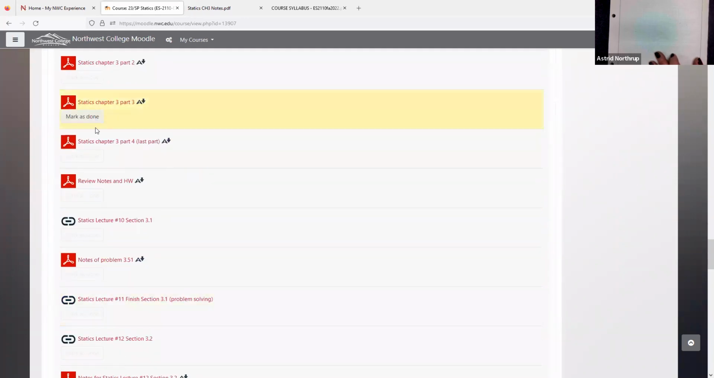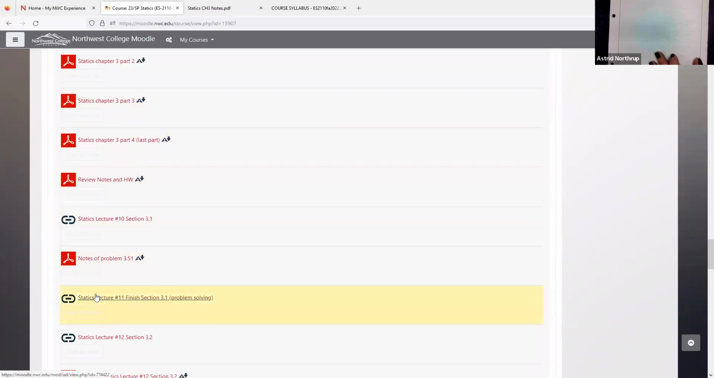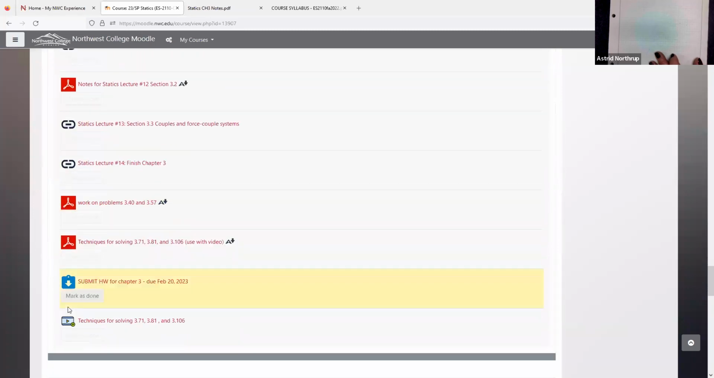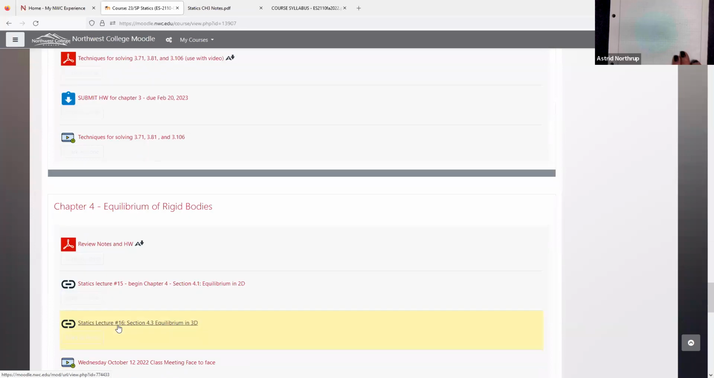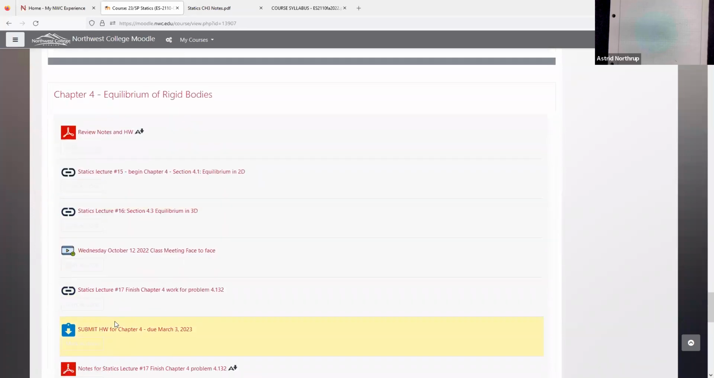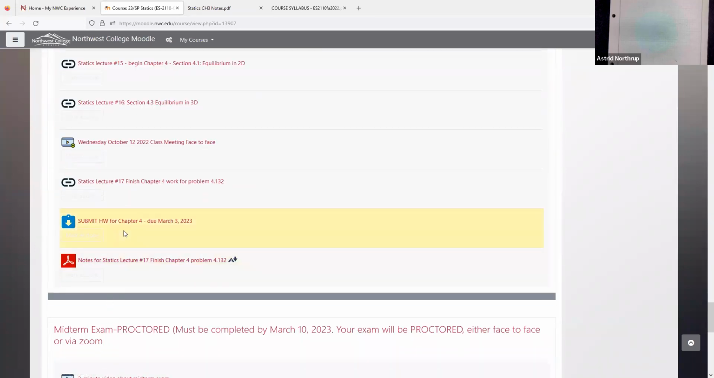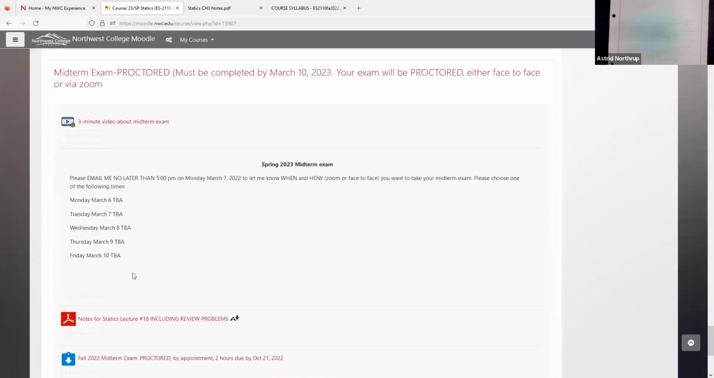Once again, I have the statics textbook up here. I have some review notes. I have some lectures. Submit for homework number 3, some hints on some of the problems. And then chapter 4, we do this, submit on March 3rd, and then the following week is midterm week.